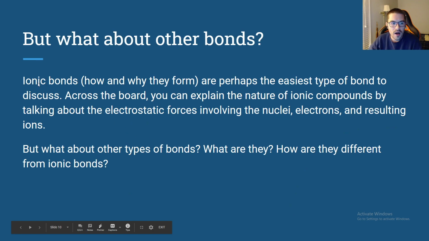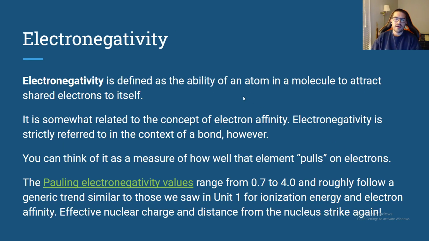Okay, so ionic bonds, how and why they form, are relatively easy to understand. It all boils down to those electrostatic forces. But what about other types of bonds? What are they, and how are they different from ionic bonds? Well, it all comes down to electronegativity. Actually, that's not entirely true, but for the remainder of today, we're going to be talking a lot about electronegativity. If you took chemistry last year, you should kind of know what this is. I know we definitely talked about it in my class.